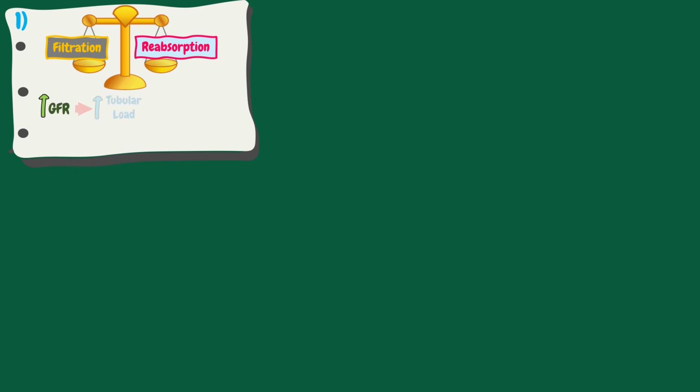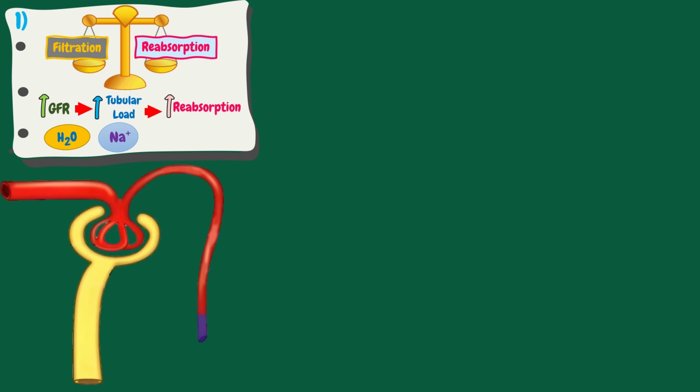When glomerular filtration rate increases, the tubular load of solutes and water in the proximal convoluted tubule is increased. It is followed by an increase in the reabsorption of solutes and water. This process helps in the constant reabsorption of solute, particularly sodium, and water from the renal tubule. Moving into further details to understand the mechanism of glomerulotubular balance.